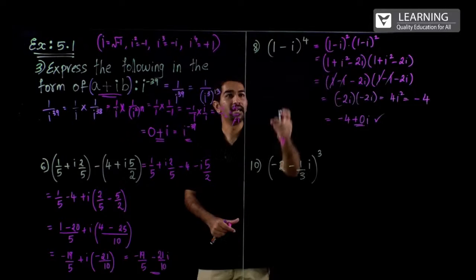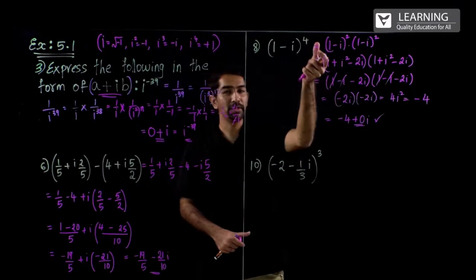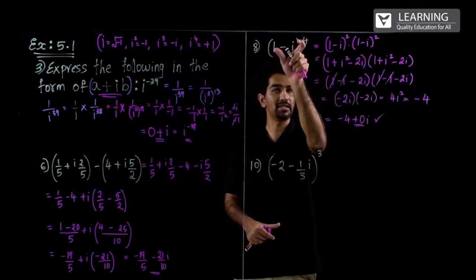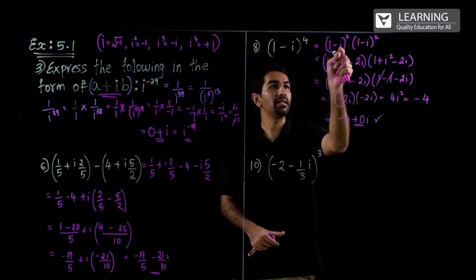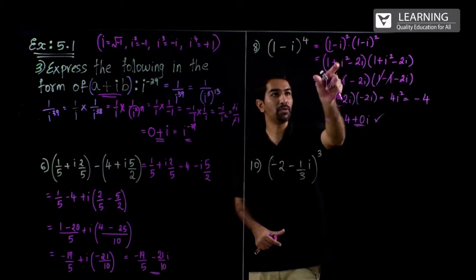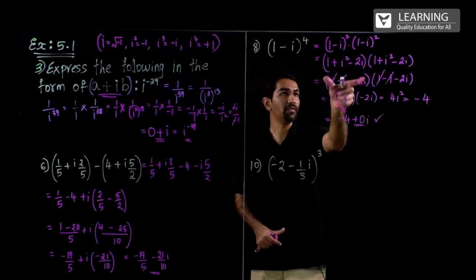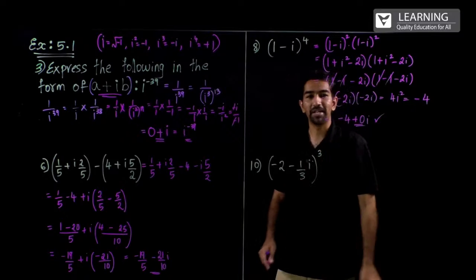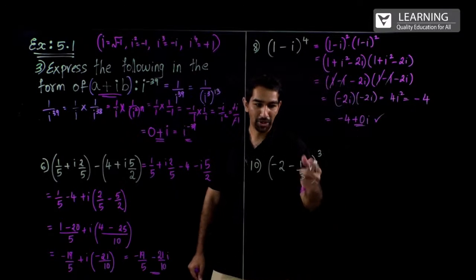So what we did here, 1 minus i whole to the power of 4, we do not know the expansion. So this is written as the product of 1 minus i the whole square into 1 minus i the whole square. Then again we have used a minus b the whole square, simplified, and finally got it in the form of a plus ib. Moving on to the next one.